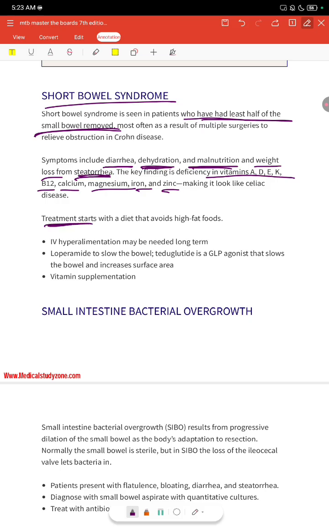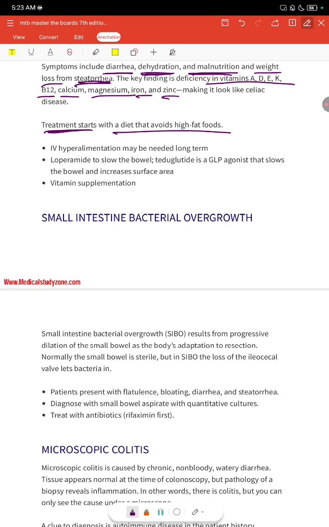Treatment starts with a diet that avoids high fat foods. IV hyperalimentation may be needed long term. Loperamide to slow the bowel, and teduglutide is a GLP agonist that slows the bowel and increases the surface area.